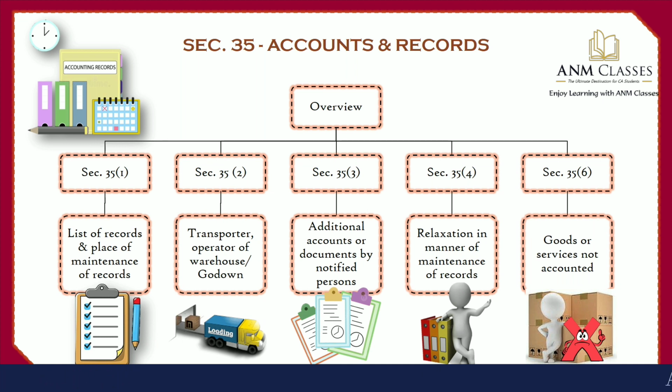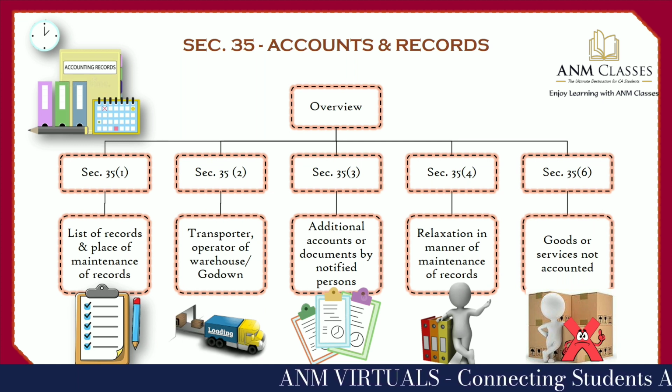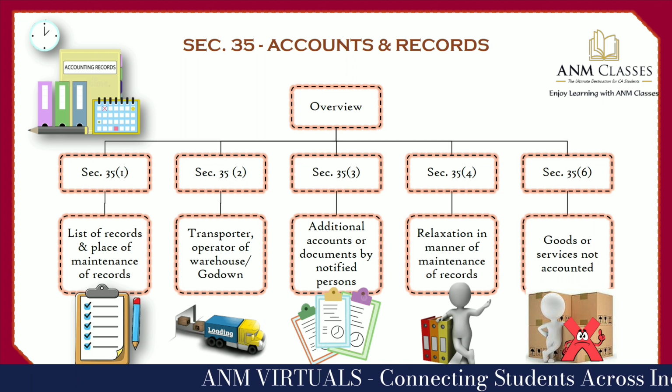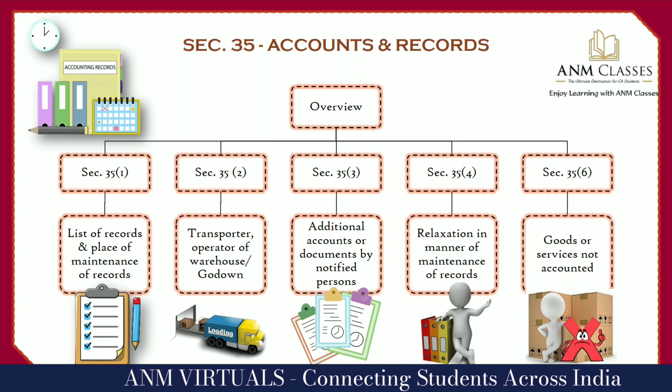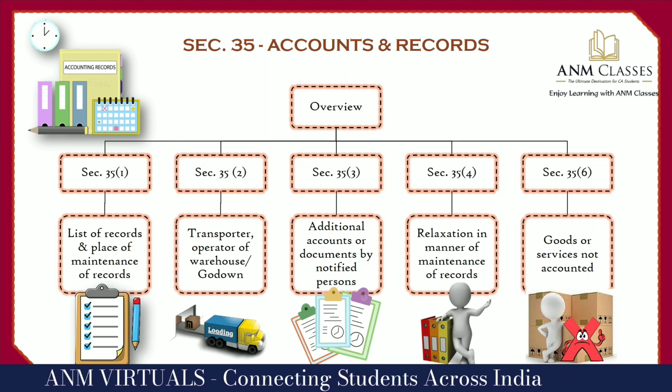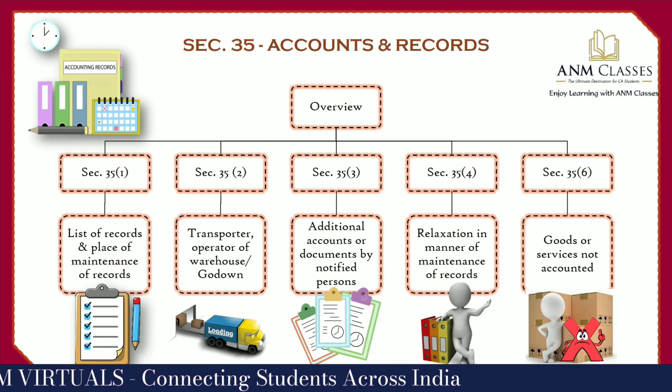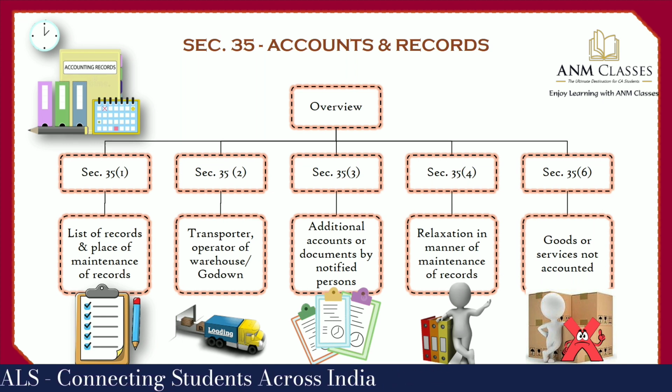What is 35 subsection 1? What are the list of records to be maintained? What is the place of maintenance of such records? What is 35 subsection 2? Responsibility for the transporter, owner or operator of a warehouse or any other place where goods are stored. 35 subsection 3: we may ask you to maintain additional records for notified persons. What is 35 subsection 4? We may provide relaxation in the manner of maintenance of records.